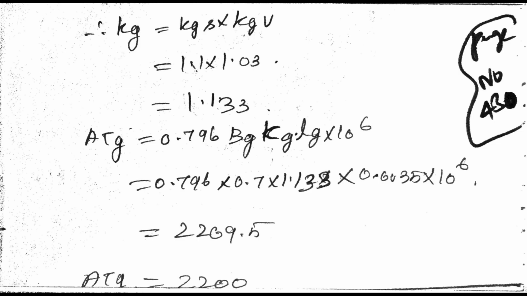Continuation of solution. Therefore, Kg is equal to Kgs into Kgd. Put required values, 1.1 into 1.03. We obtain the Kg factor value as 1.133. ATg is equal to 0.796 Bg Kg Lg into 10 power 6. Put required values: ATg is equal to 0.796 into 0.7 into 1.133 into 0.0035 into 10 power 6. ATg value is 2209.5. That is, ATg value is approximately equal to 2200. That is, we get the answer.